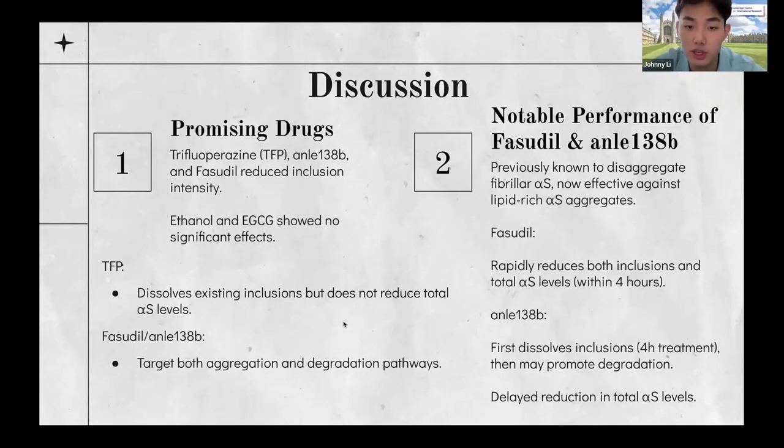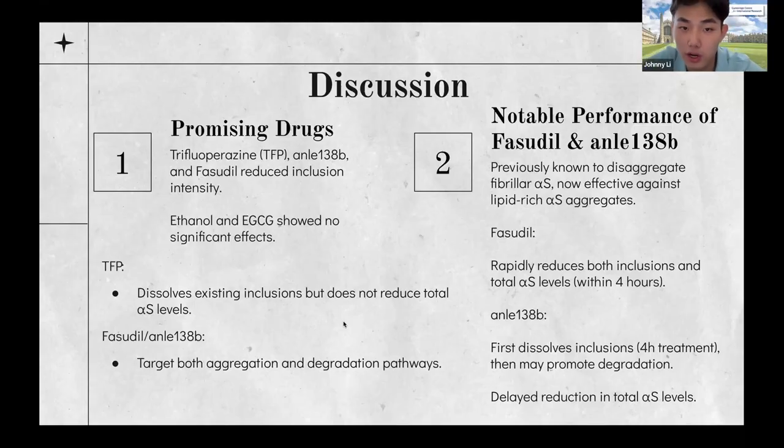These findings are significant because both Fasodil and Anli had previously shown efficacy in disaggregating preformed alpha-synuclein fibrils. So here we essentially show that they also work on lipid-rich membrane-associated alpha-synuclein aggregates, which some argue to be more relevant, while some argue fibrils. But either way, this suggests a broader mechanism of action. These compounds essentially operate regardless of whether the alpha-synuclein pathology is fibrillar or lipid-rich.